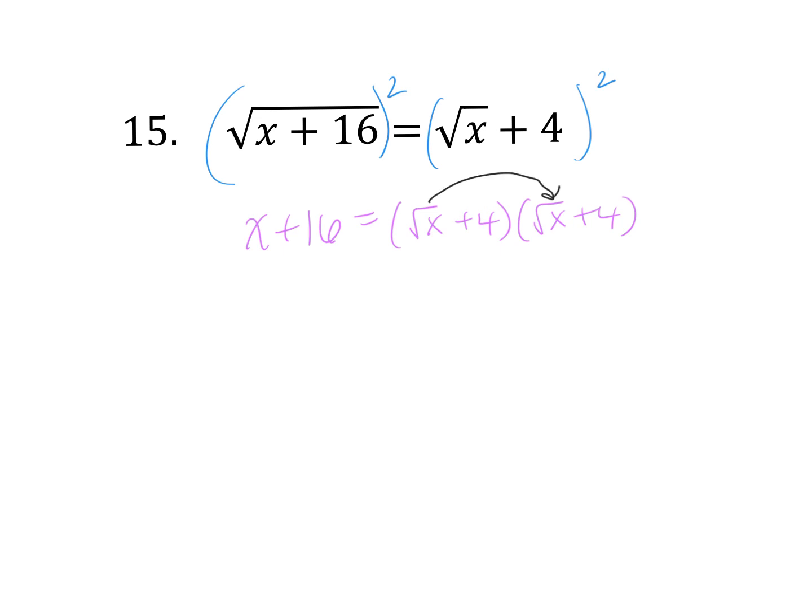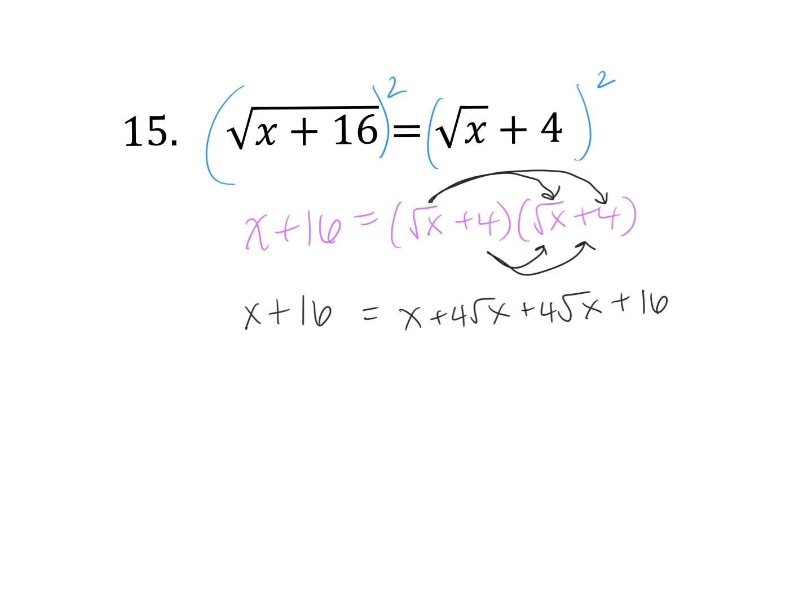What's a root x times a root x? X, I love it. What about root x times 4? 4 root x. What about 4 times a root x again? 4 root x plus 16. Good job. And I had an x plus 16 on the left. Would this x cancel out with this x? Because I could subtract an x from both sides, and my 16s.